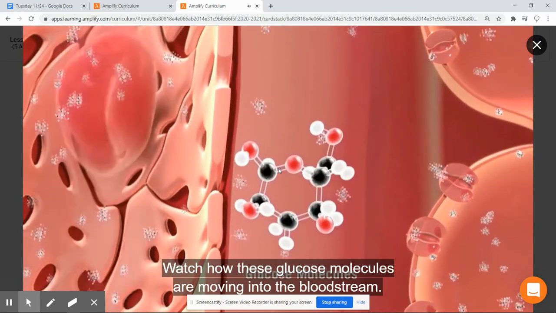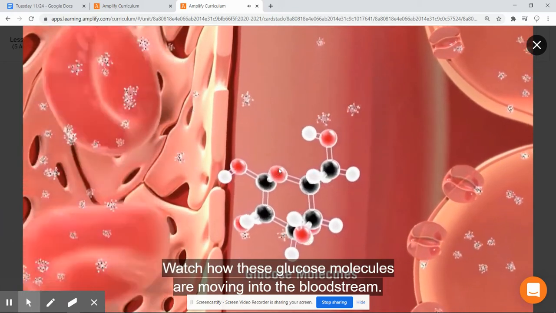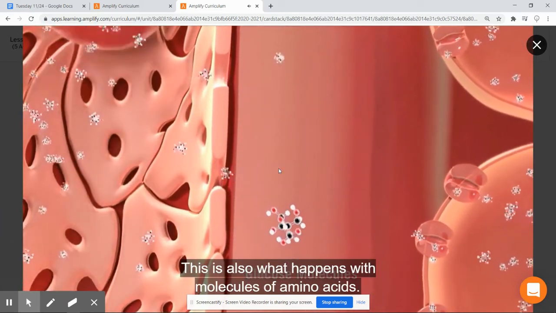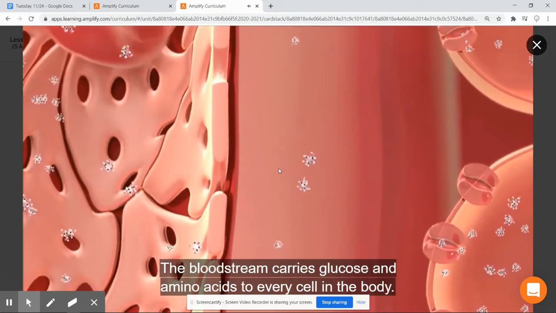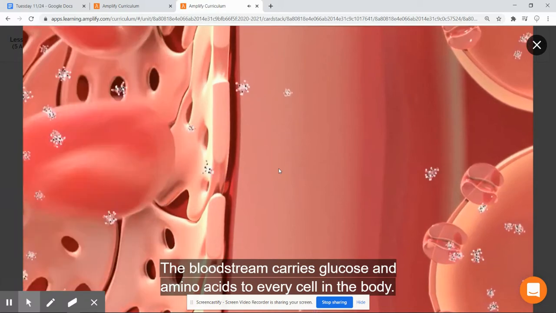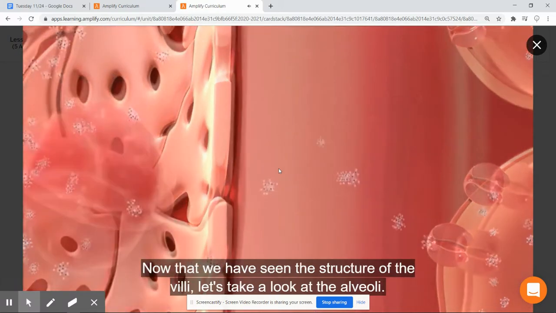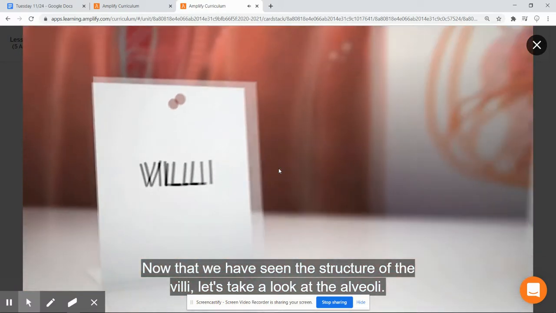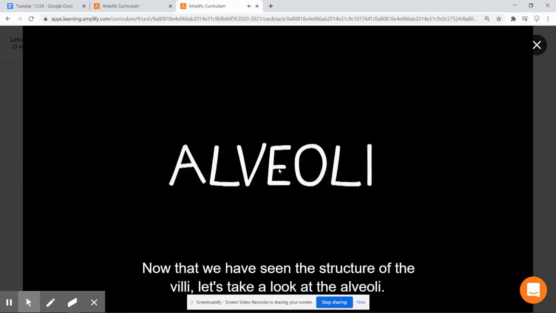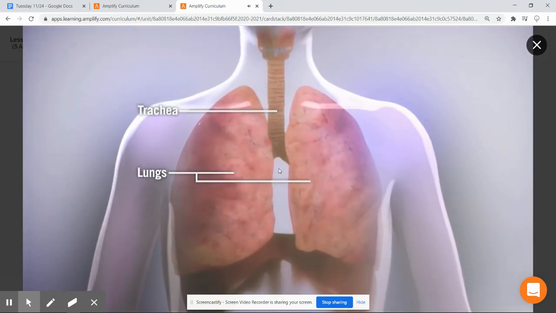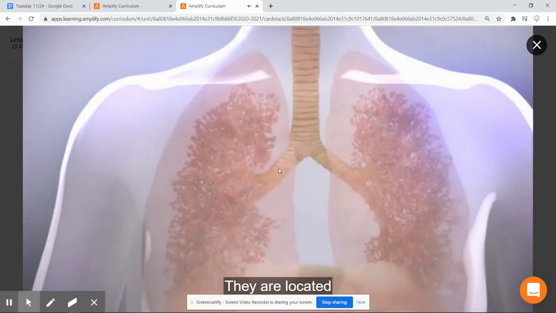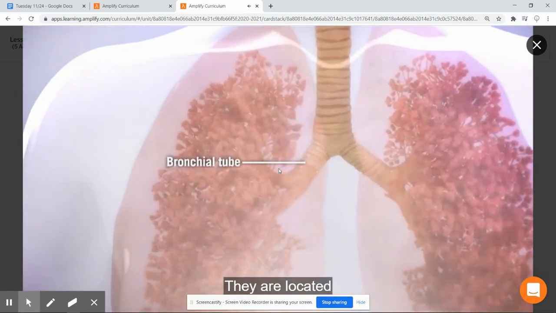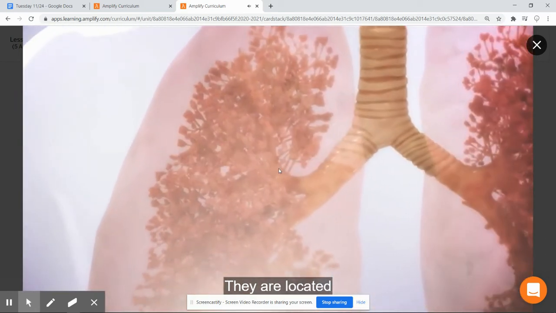Watch how these glucose molecules are moving into the bloodstream. This is also what happens with molecules of amino acids. The bloodstream carries glucose and amino acids to every cell in the body. Now that we have seen the structure of the villi, let's take a look at the alveoli. The alveoli are part of the respiratory system. They are located at the very end of the branching tubes of the lungs.